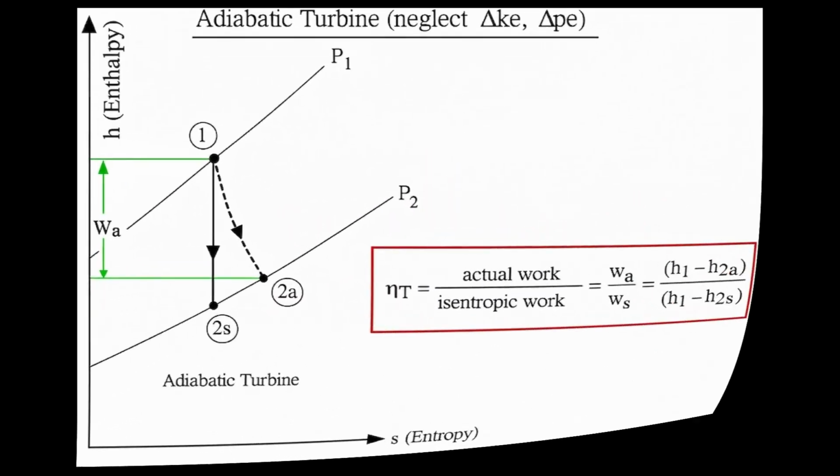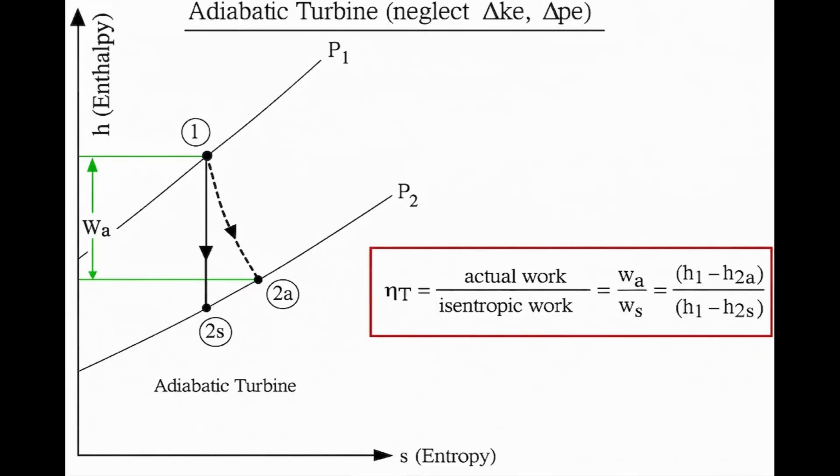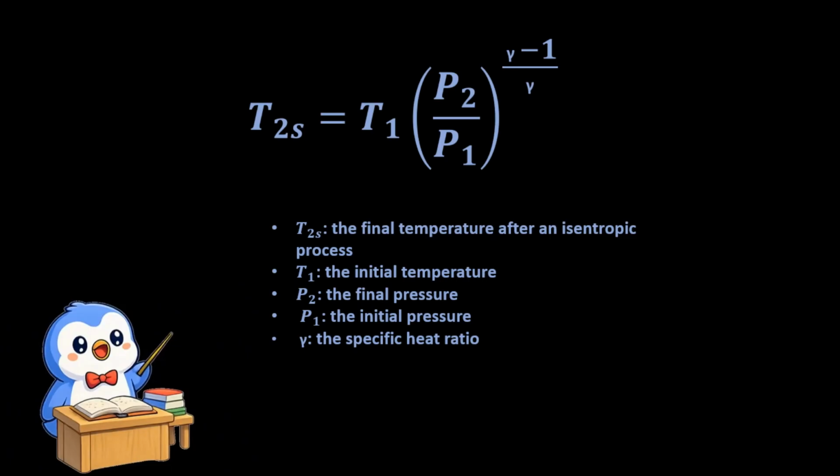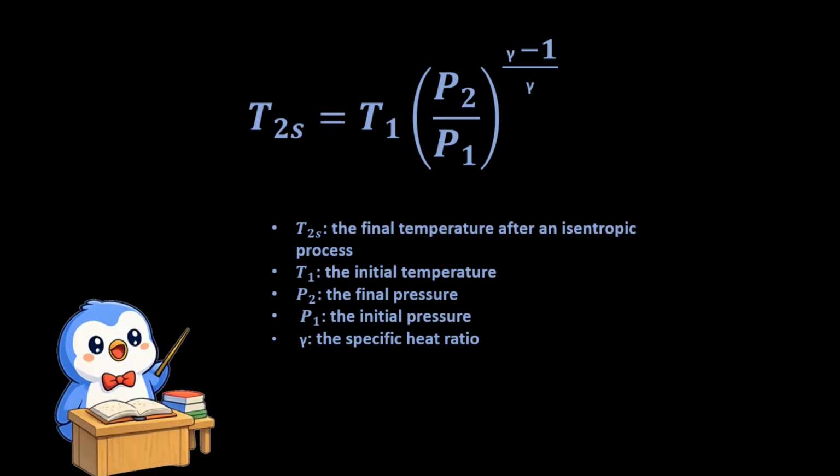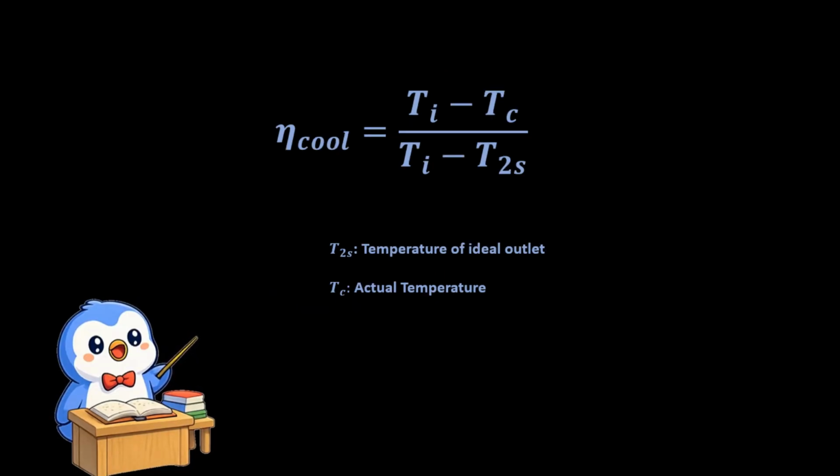An isentropic process is both adiabatic and reversible. For air, the outlet temperature of an ideal isentropic expansion is the following. This equation tells us how cold the air could become in an ideal expansion across the same pressure ratio. Now, the vortex tube is not the same as an ideal nozzle or turbine. Its flow is much more complicated. It includes turbulence, internal energy redistribution, two outlet streams, and irreversible mixing. But it is still a useful benchmark.